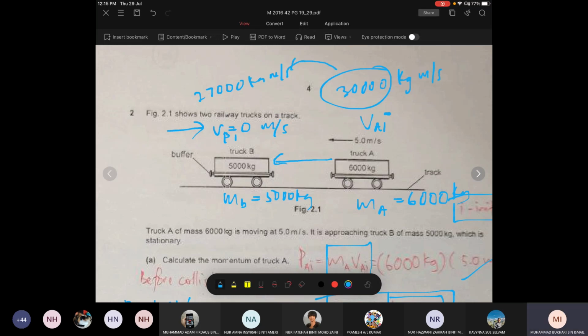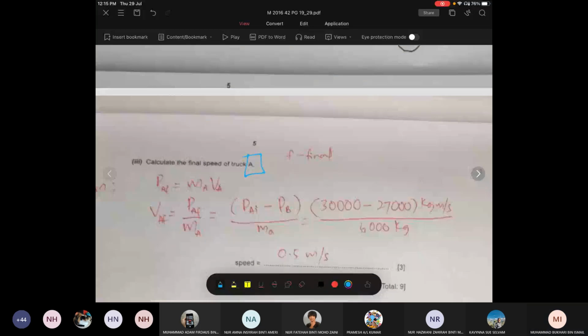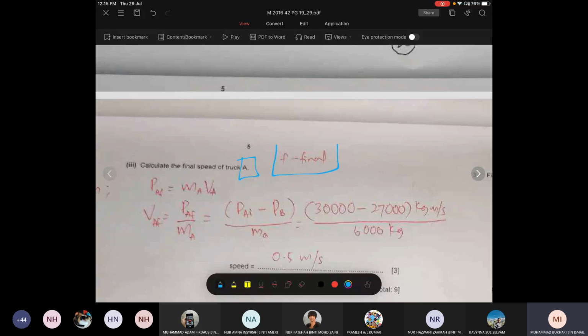So 27,000 has been gained by truck B. So we have only remaining 3,000 kilogram meter per second momentum for truck A. So the remaining momentum for truck A is only 3,000. So that is why you can see here, after collision, remember I use F, F stands for final. So the final momentum for truck A is this formula, P equals mv.